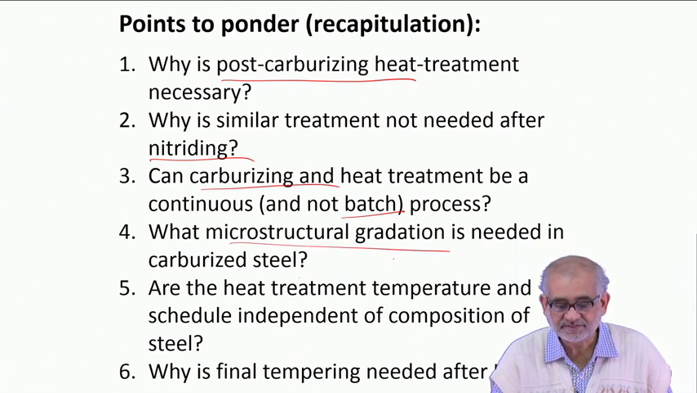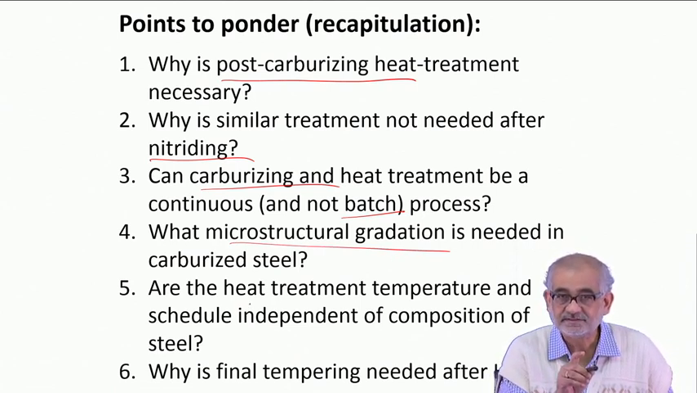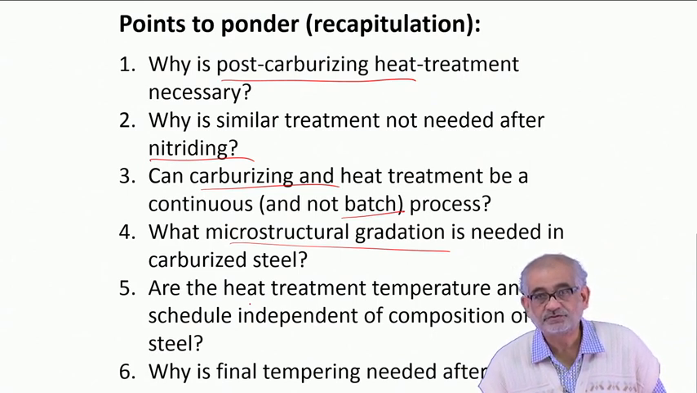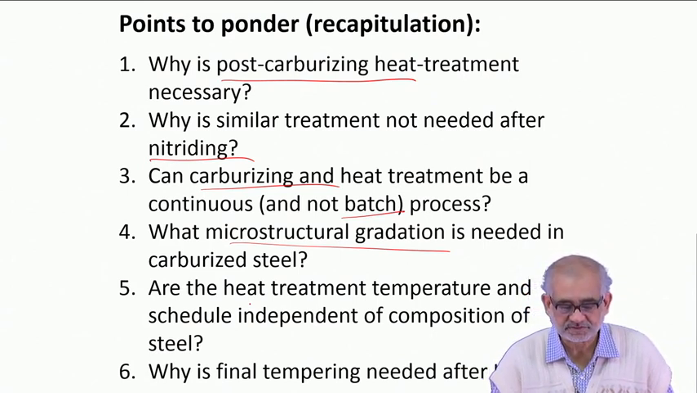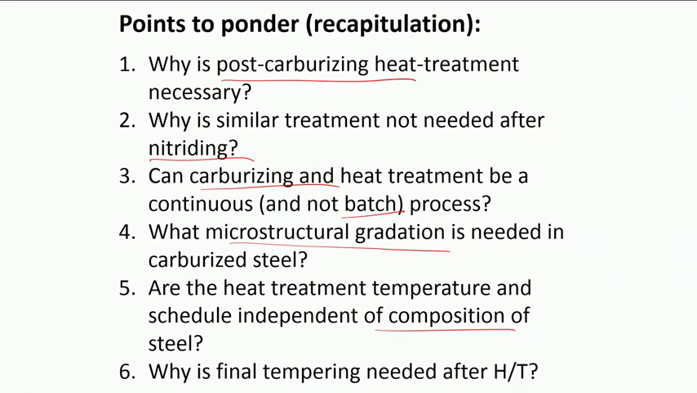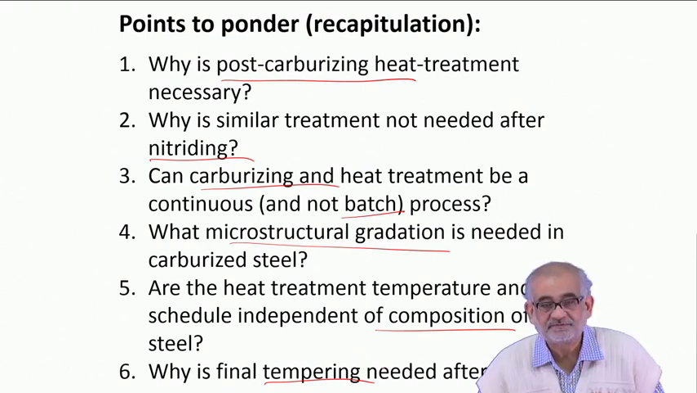The microstructural gradation we need is because we need predominantly martensite, or at the end maybe tempered martensite, all the way to simply pearlitic or ferritopearlitic microstructure. The composition does play a role. If you are dealing with alloy steel, you treat in a way; if you deal with plain carbon steel, then obviously the temperature and time requirements are a little different. And we certainly need a final tempering treatment so that the stresses are relieved and some amount of machinability is restored.